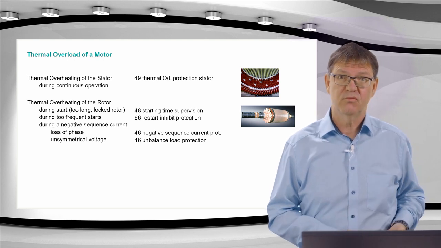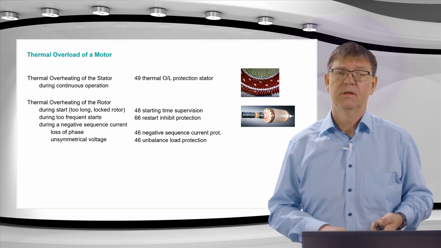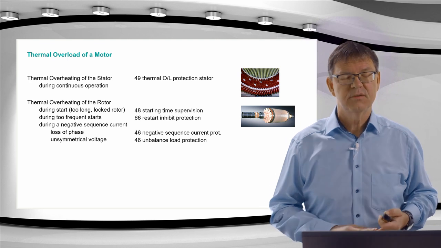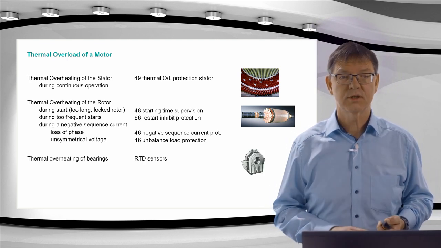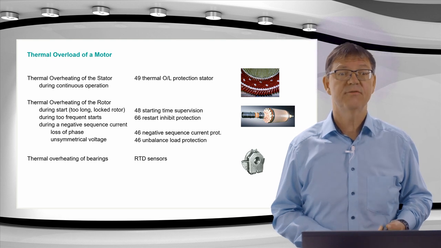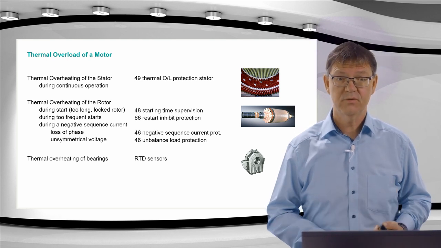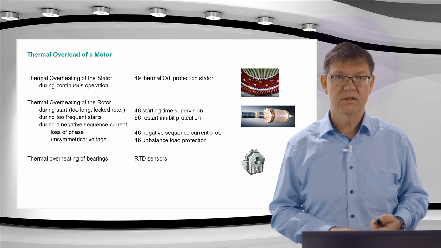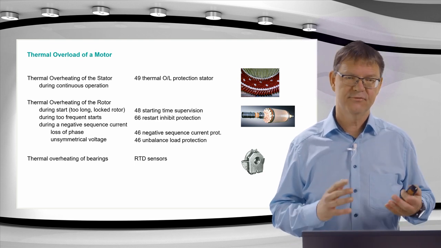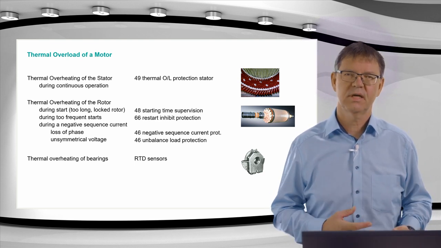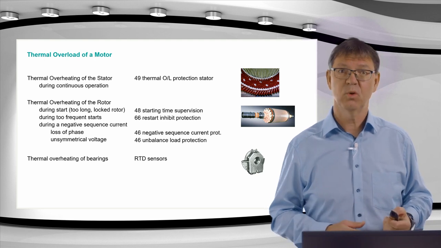For unsymmetrical voltages we have a small negative sequence current. Here we use another function called unbalanced load protection. And finally we have thermal overheating of the bearings. Here we need RTD sensors directly at the bearings, so we cannot find out an overheating by measuring the current or the voltages of the motor as such.